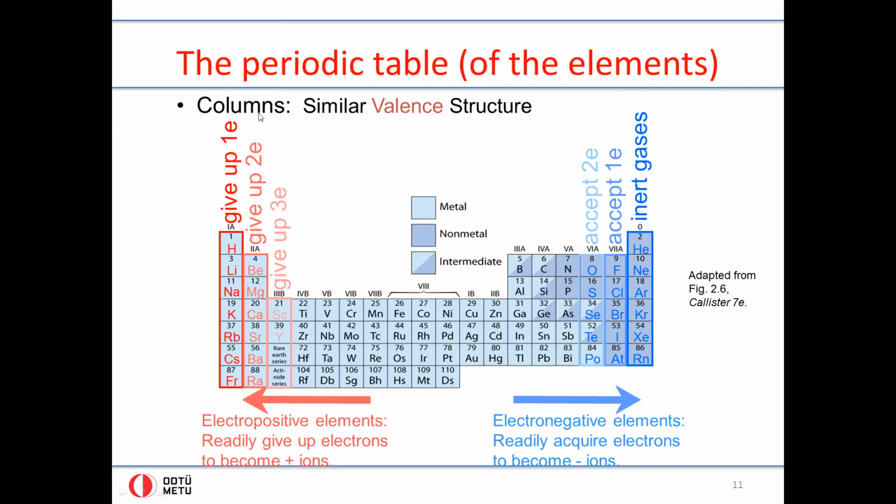So then the periodic table, without having to do what we did in the previous slide, allows you to make this determination more quickly. So if you are in this column here, then you're able to give up 1 electron to become stable, happy, etc. If you're in this column, you're able to give up 2, and if you're here, you're able to accept 1 or accept 2, etc.